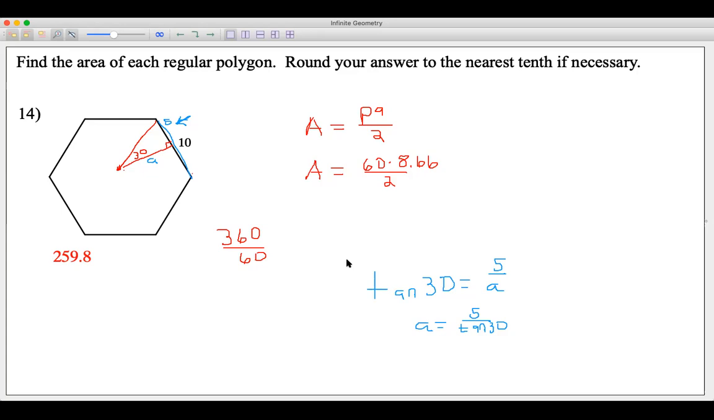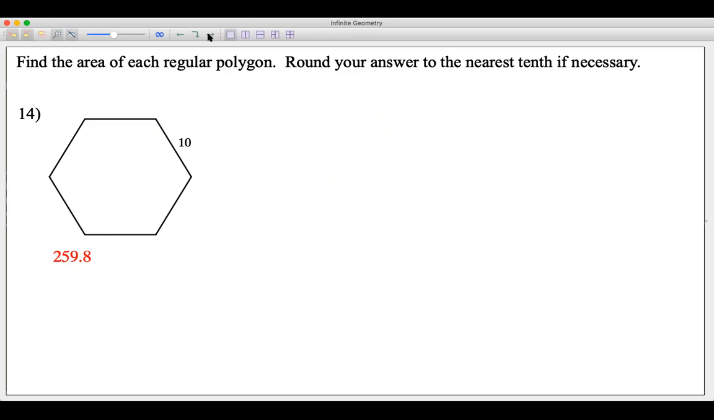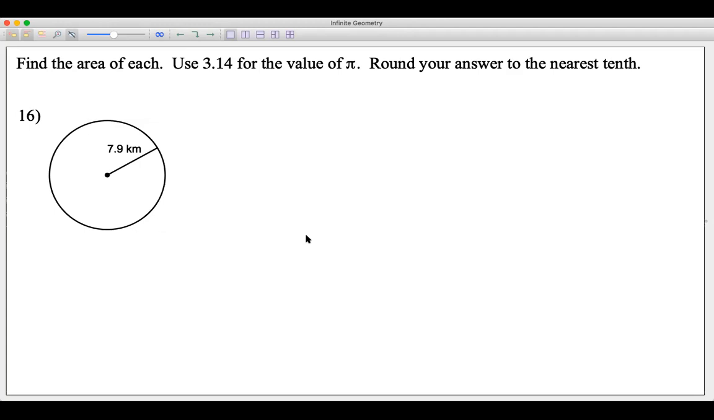By the way, this is a special right triangle, so if I didn't have a calculator, I would have used special right triangles. But I got a calculator, so I'm going to use that one. All right. Like I said, I'll give you one where I give you the apothem, like what's in front of your face right now, and one without. Okay, then you're good. All right, moving on.